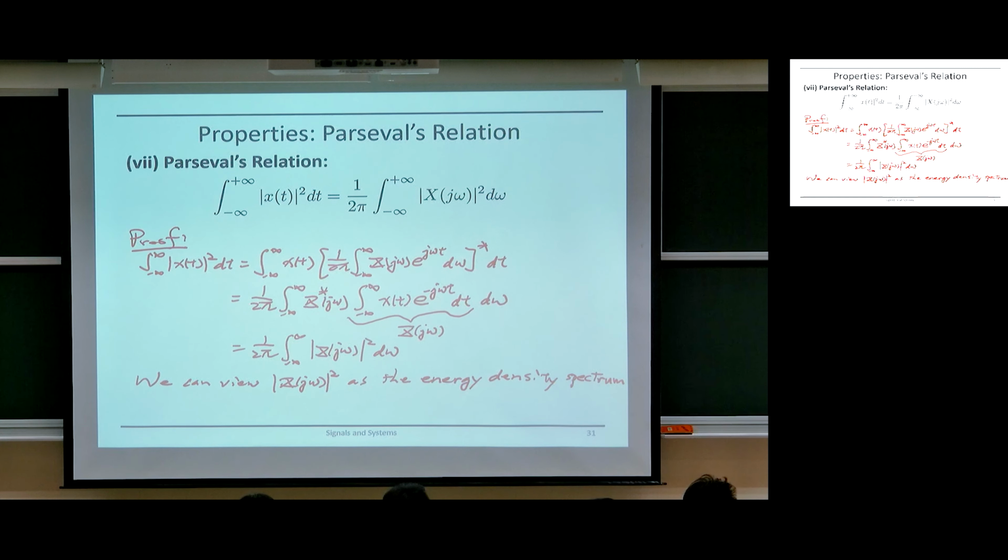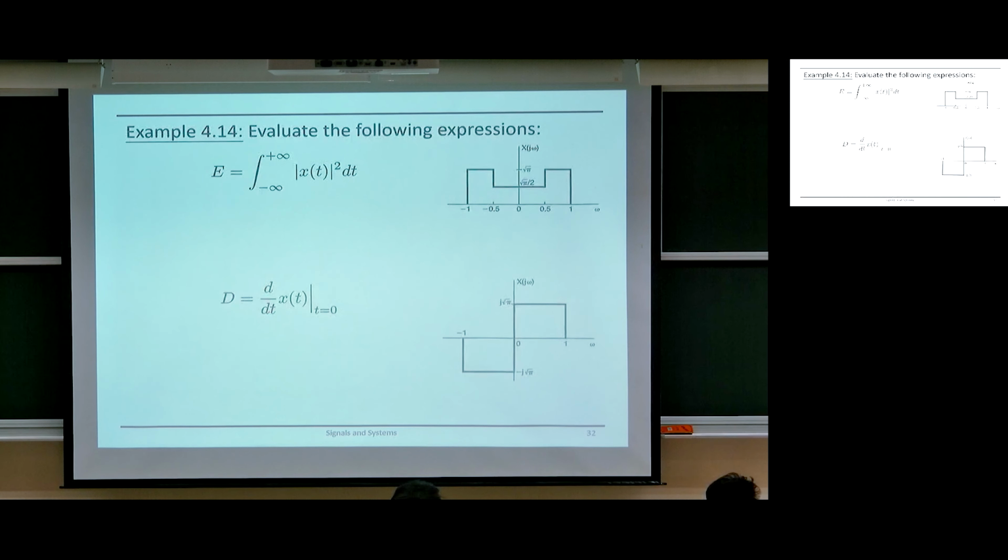Now, knowing this property is useful because sometimes it's easier to compute the energy in the time domain, and sometimes it's easier to compute in the frequency domain. So we can look at an example of this. Suppose you're asked to find the energy of the signal x of t. You know that x of t has a Fourier transform that looks like this.